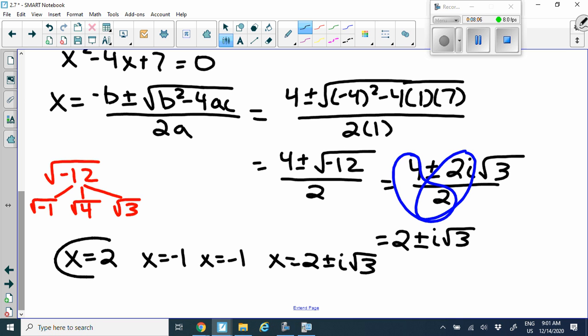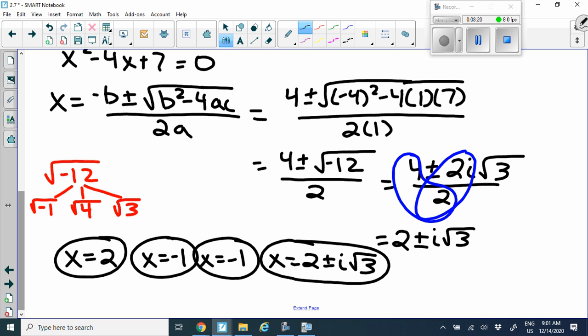Okay, so x equals 2, that's one solution. And x equals negative 1, that's the second. x equals negative 1, that's the third. Don't forget that plus minus represents there's 2 solutions. We have 2 plus i square root of 3 and 2 minus i square root of 3. So that represents 2 solutions. So we get 5 total. So we did this correctly because we do get 5 solutions.